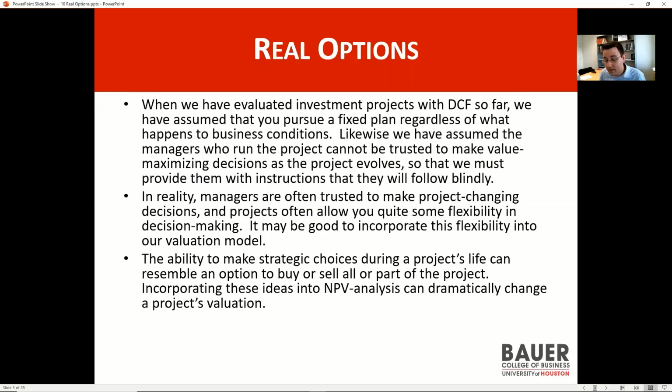Why? Because they have flexibility to change things, and you don't have to set down a plan from time zero as to what exactly is going to happen. Okay? That's how we were viewing things before. It's like we give the managers instructions and they're just going to follow them blindly. But really, that's not how it works. We need to have some flexibility in the project. So final bullet point, this ability to make strategic choices during the project's life looks like an option. Essentially, the manager can decide, I'm going to buy more of this project, I'm going to ramp it up, or I'm going to get out, I'm going to sell the project and walk away from it. Okay. So that's going to look like an option.